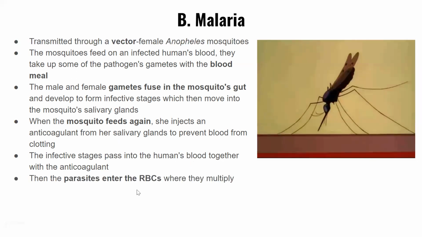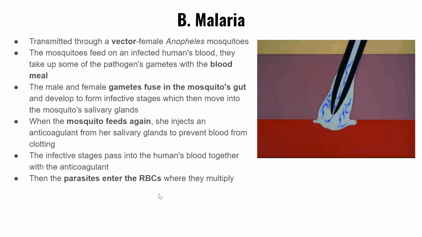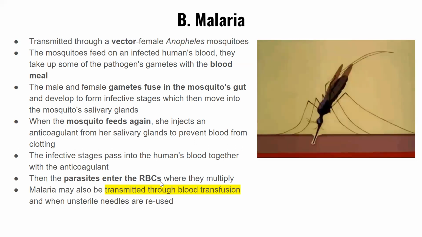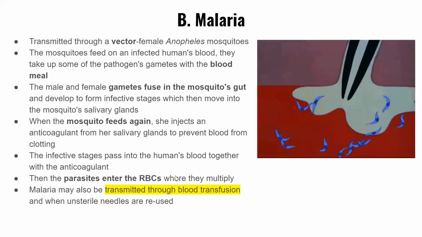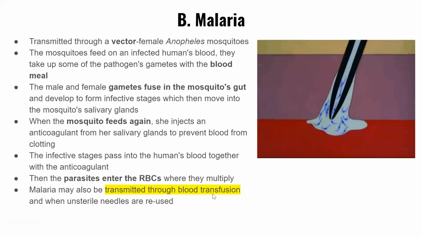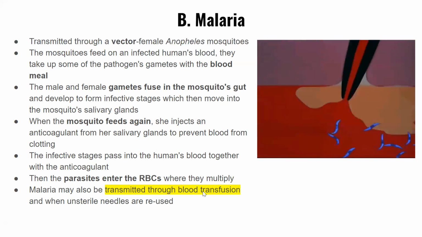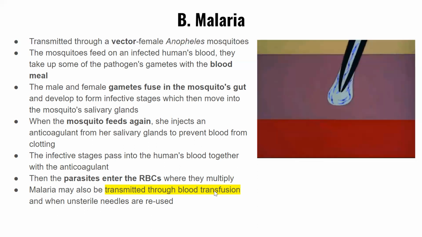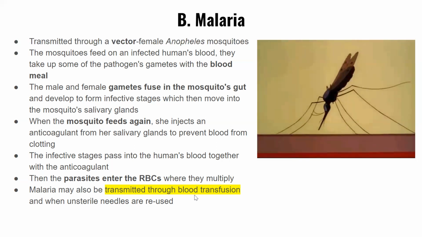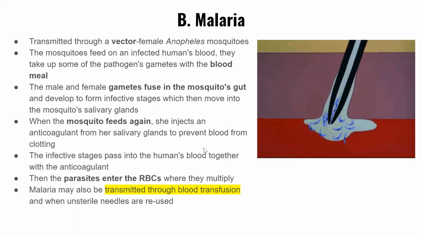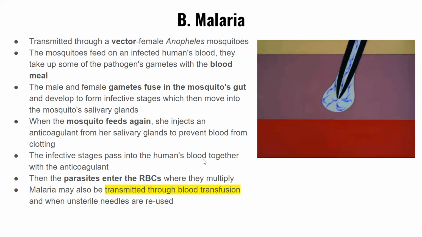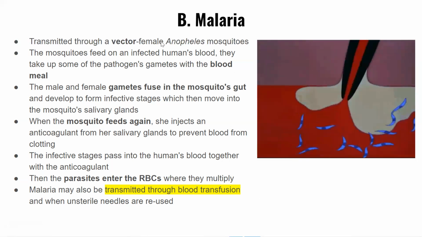Then these parasites start eating the person's red blood cells. The red blood cells provide them food so they can multiply. That is, they can reproduce inside the human blood. Malaria may also be transmitted through blood transfusion. That is, if a person who is donating blood has a malaria parasite in their blood and the blood is not tested, then by accidental or careless blood transfusion or blood donation, a healthy person may end up getting malaria from the donor.